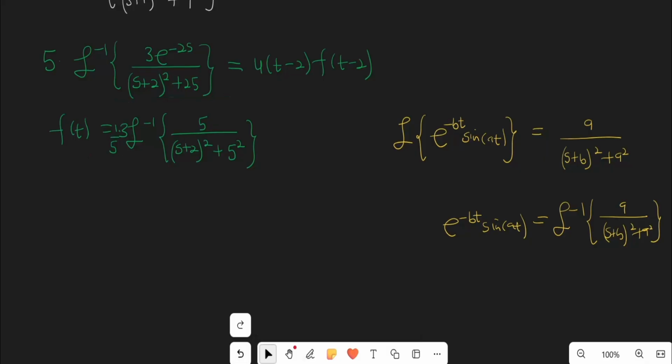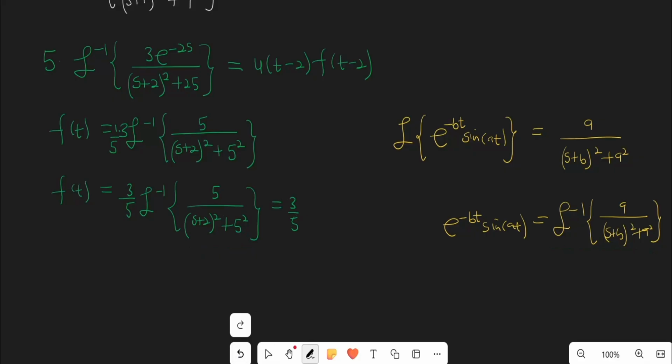The function is preserved. So now if we do this, the function f of t is now like this, 3 over 5 times the Laplace inverse of 5 divided by s plus 2 all squared plus 5 squared. And this one is equal to 3 over 5. Now the Laplace inverse of this is now like this.